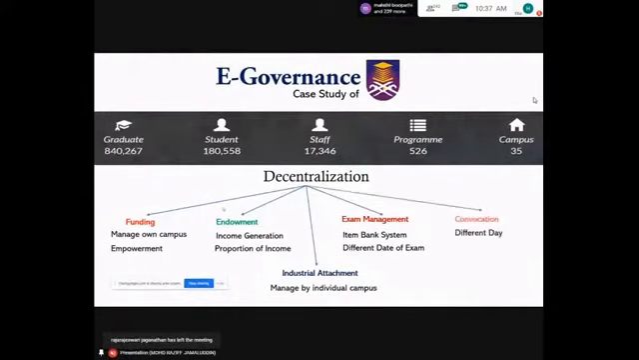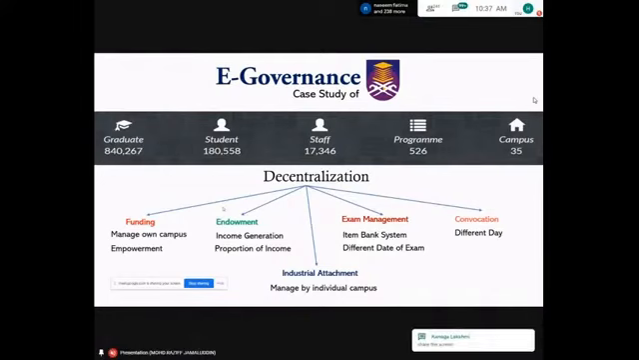And then the convocation. Before this, the convocation was organized in the main campus. But nowadays, each campus can also organize their own convocation. Imagine if 20,000 students convocate on the same day, it's very difficult to hold the event, right? So that's why we have to decentralize this.